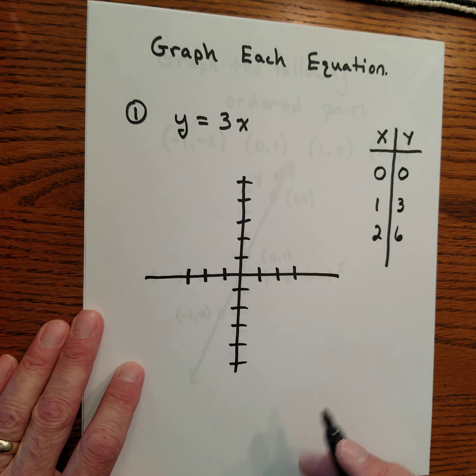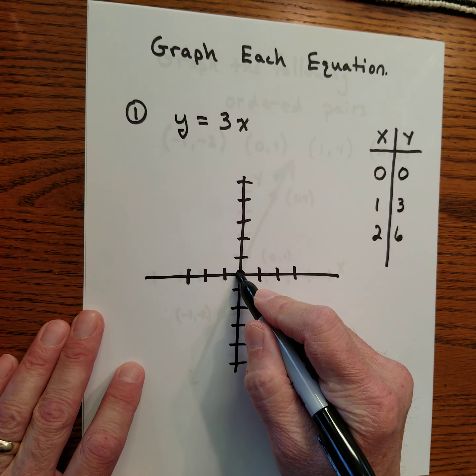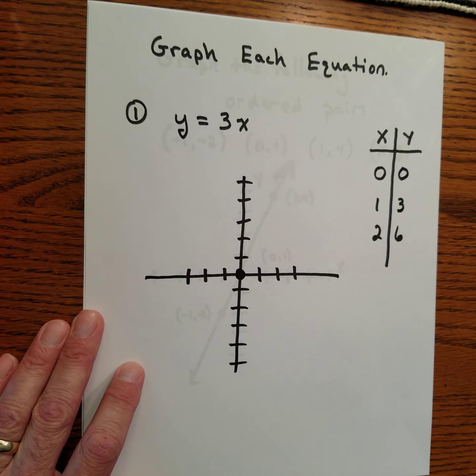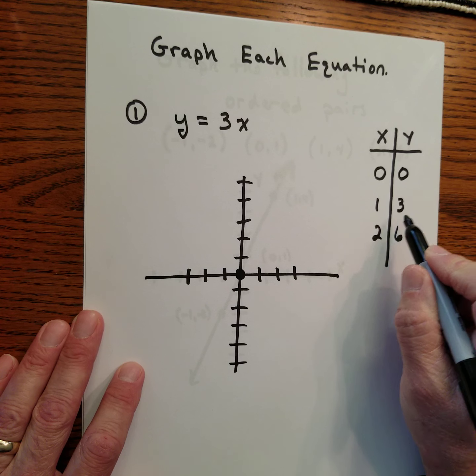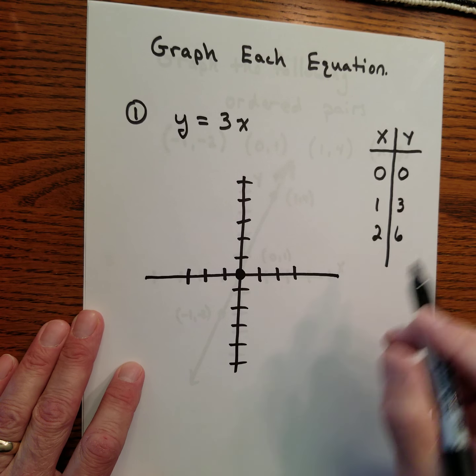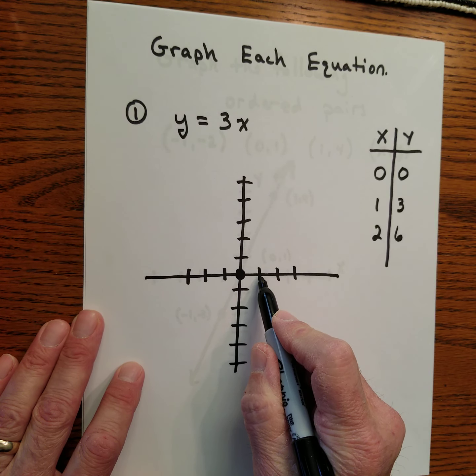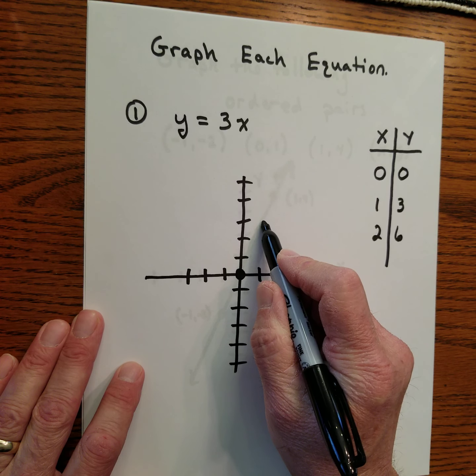We'll put that on the graph. Of course, 0, 0 is right there. When x is 1, y is 3. Go to x1 and y3. Here's x1 and y3.